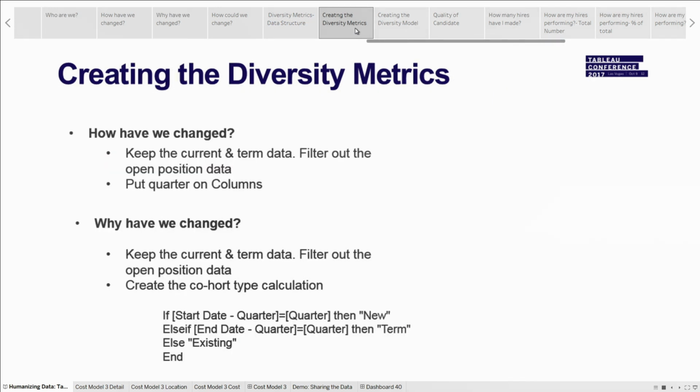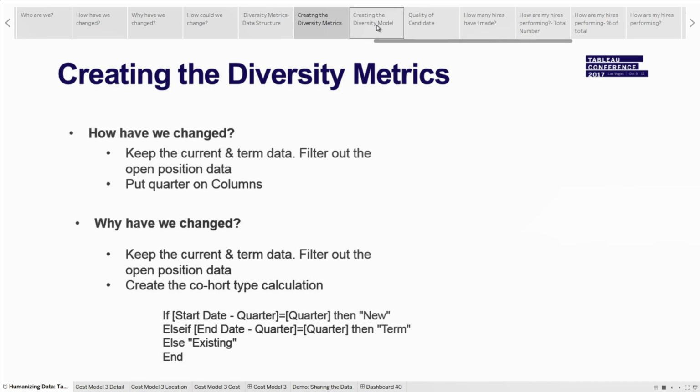So when we looked at that first dashboard of how have we changed, you would filter out the open positions because that one was looking historically, and then you'd put that quarter field on columns to be able to take who we are today and spread it across the quarters. For the question of why have we changed, we would keep, once again, the current and the term data. We would filter out the future. And then we created that cohort type calculation, which is essentially looking at start dates and end dates compared to those quarter dates and figuring out who left before that quarter date and who started within that quarter time frame to create those 3 different types of people.